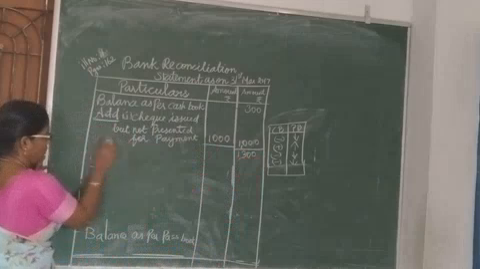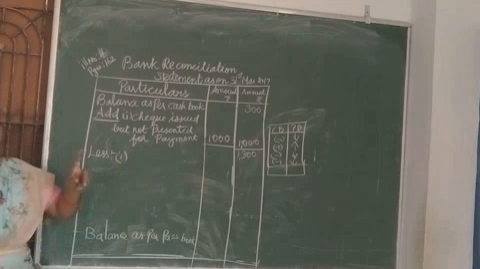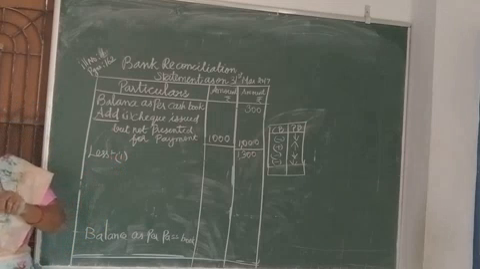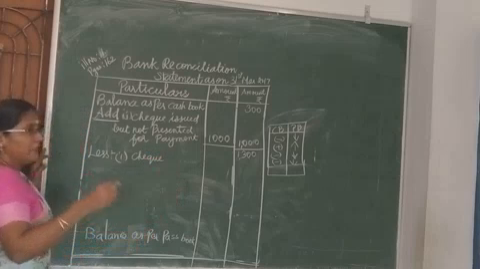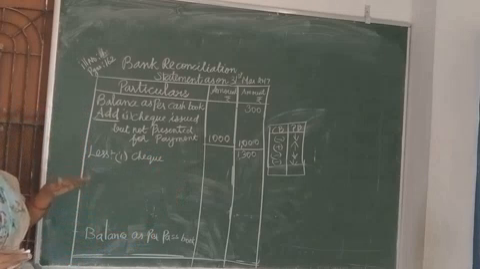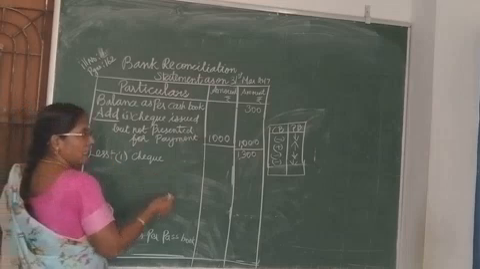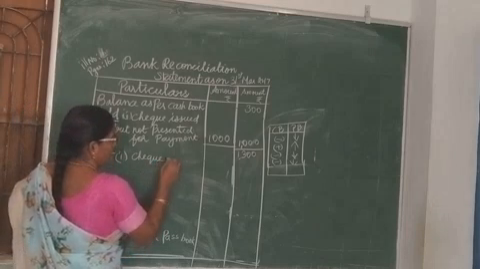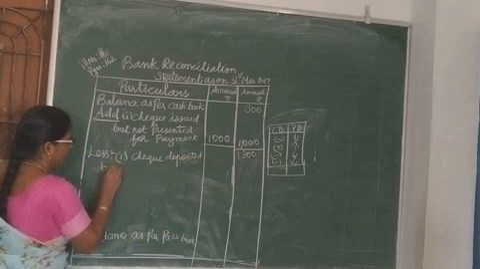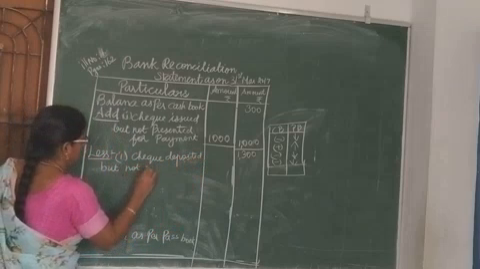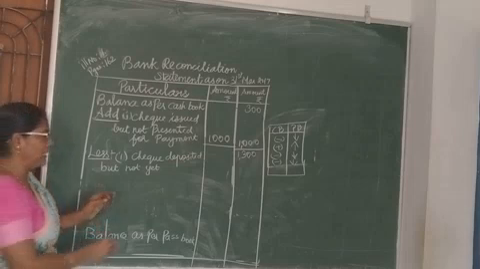Then what are all the items we want to less? First one, check deposited, the first entry. Check deposited but not yet collected by the bank. Because we have deposited the check, still we did not receive the money, so our bank balance is decreasing, so we are reducing the amount.